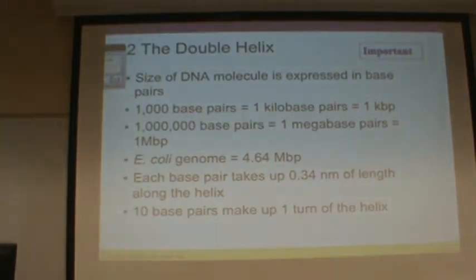Okay, and some of the basic facts you need to remember. 1,000 base pairs, we often call 1 kb. 1 million base pairs will be 1 Mb. And how big is the E. coli genome? It's about 4.5 or 4.6 million base pairs. Each base pair is about 0.3 nanometer. 10 base pairs is one turn of the helix. So those are some basic concepts. If I ever give an exam, I'll probably give those facts. But there are some extra things.